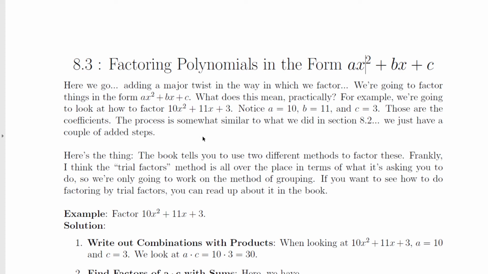Here is an example. First off, I want to point something out. When we say ax squared plus bx plus c, the letters a, b, and c are just representing a coefficient. It's just a number that's sitting out in front. So for example, if I look at this one right here, a is going to be 10, b is going to be 11, positive. These are both positive numbers. And c is going to equal 3. So those are the coefficients, and the process, like I said, is similar to what we did in 8.2.